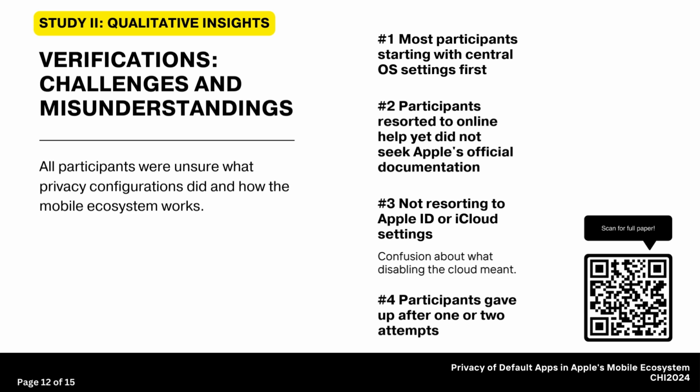We examined the different routes that participants took to complete the tasks. We found that most participants started with OS settings first to disable default apps. Alternatively, they resorted to online help like Google or Siri, but did not seek Apple's official documentation at any point. Participants generally did not use Apple ID or cloud settings to attempt the tasks. They were generally confused about what disabling the cloud meant about the function of the app.